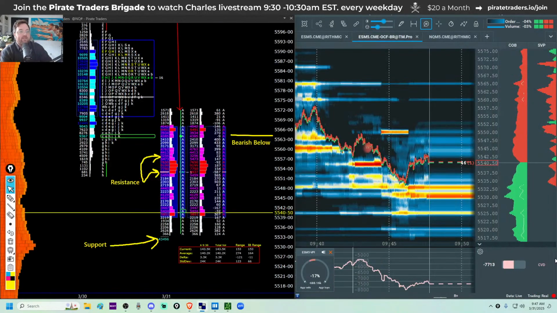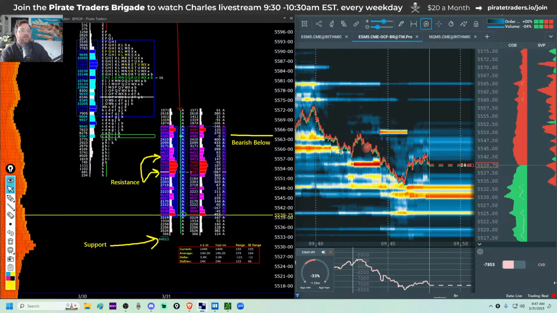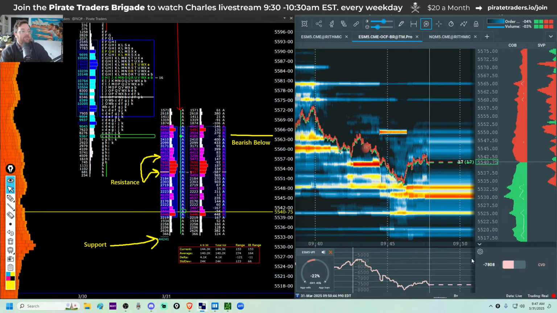But we'll take it one tick at a time. First, we're looking for a bounce here around 30. Then we're looking for resistance. One tick at a time because we're day traders.